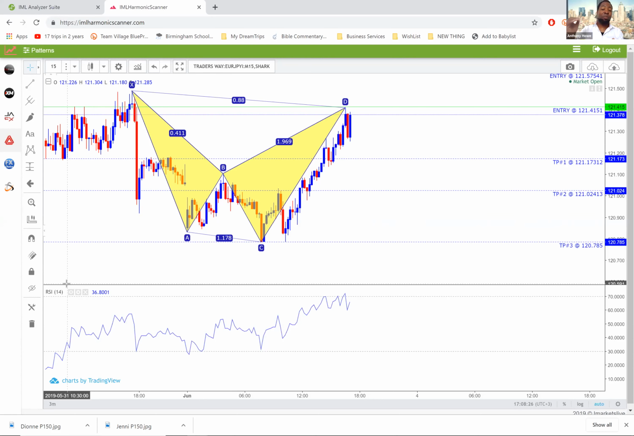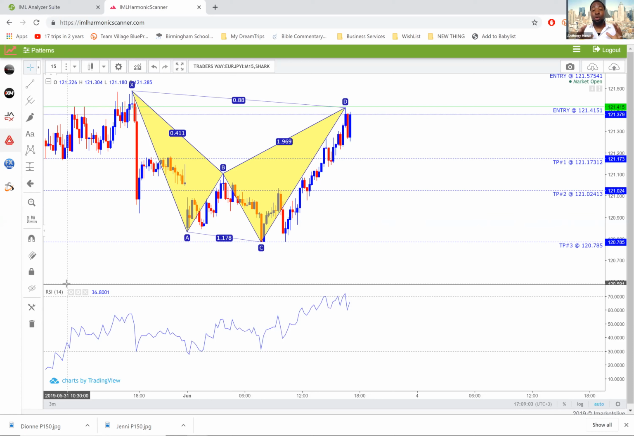Now there's TP2 and 3, but that's for the more experienced traders. As a brand new trader, you only trade to TP1. Very important that you only trade to TP1. Don't risk it. Don't think that it's going to go to TP2 or TP3 and stay in the trade. Only trade to TP1. Stay disciplined.